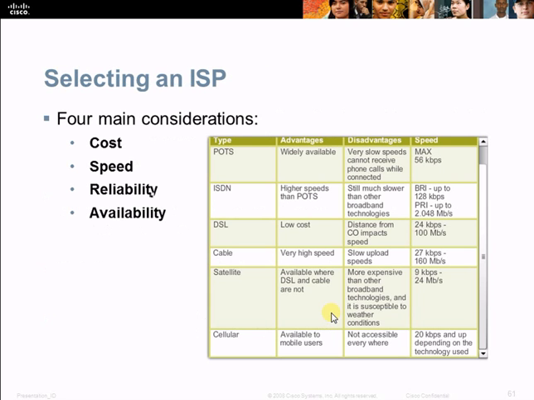If you're helping a customer select an ISP, you want to consider four main things: the cost, the speed, the reliability, and the availability. And there are different types. We've talked about these already: POTS, the ISDN, DSL, cable, satellite, and cellular.